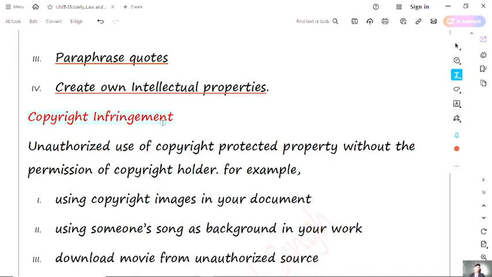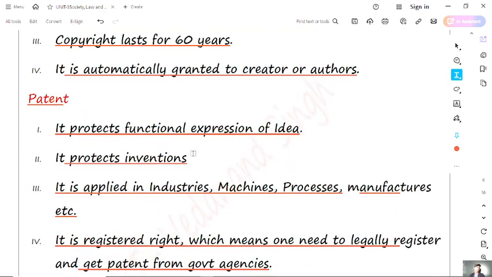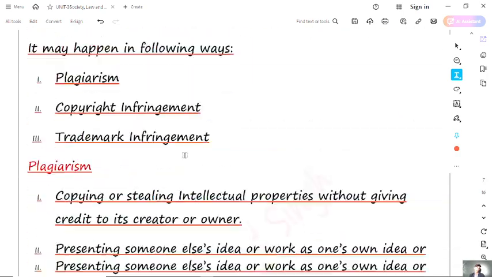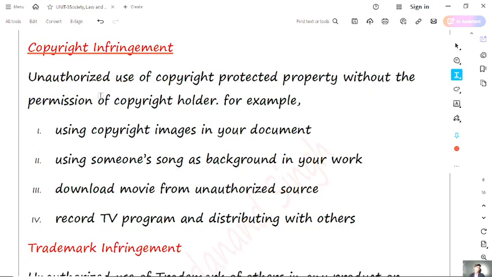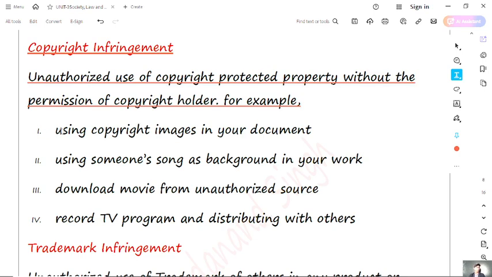Now, copyright infringement, as I have told you. We were discussing this in the syllabus, so let's come to the point. Copyright infringement is the unauthorized use of copyright-protected property without the permission of the copyright holder. For example, if we are not authorized to use the data and we are using it without the permission of the original copyright holders, that would be copyright infringement. Using a copyrighted image or documents would also be copyright infringement.